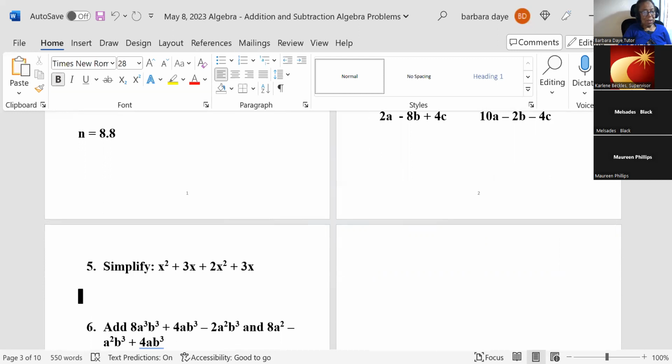Combine your like terms. That means you add the coefficients. This is all add.